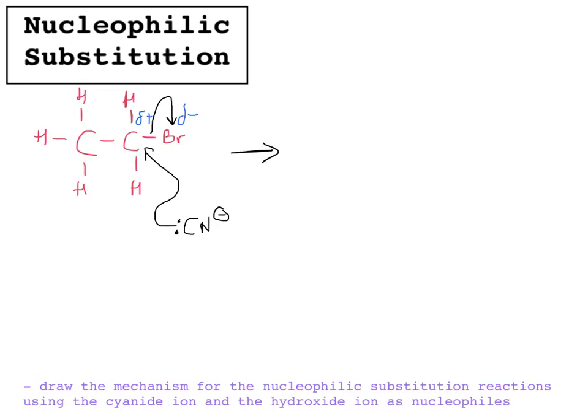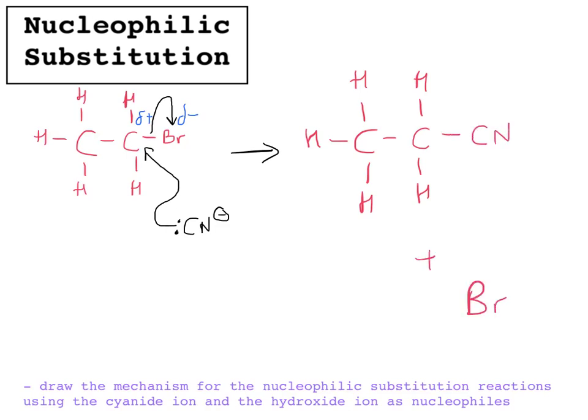So what you make in the end is basically the same molecule, but your bromine has been substituted for a CN. But the negative charge obviously has disappeared because it is sharing electrons now with the C. So you've got CN like that, and then you get Br-, which would link up with whatever the CN- was attached to in the first place.